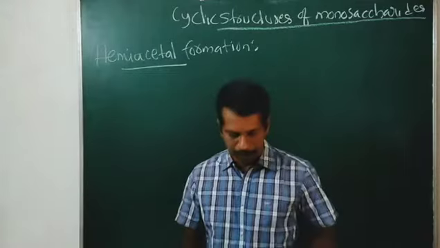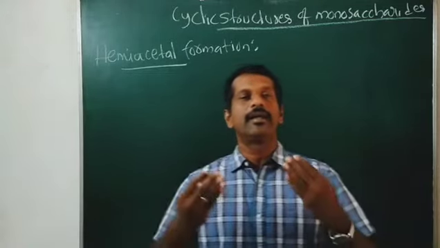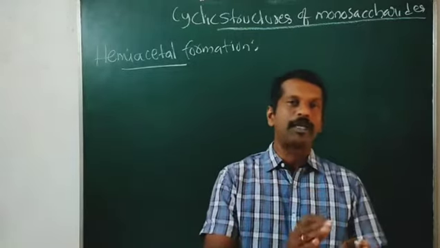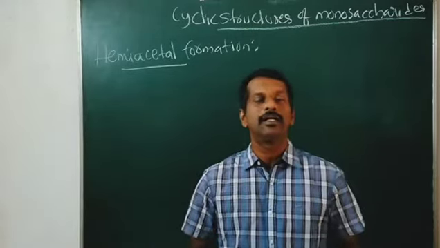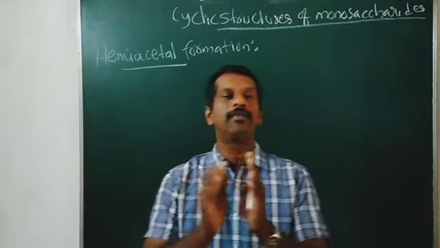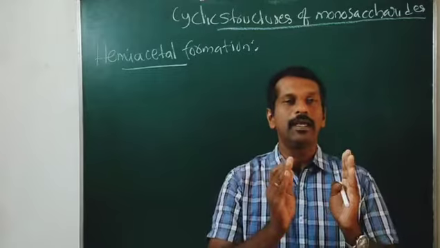We know that when an aldehyde reacts with an alcohol, it will form an addition product called hemiacetal. Similarly, when a ketone reacts with an alcohol, it will give an addition product, hemiketal.